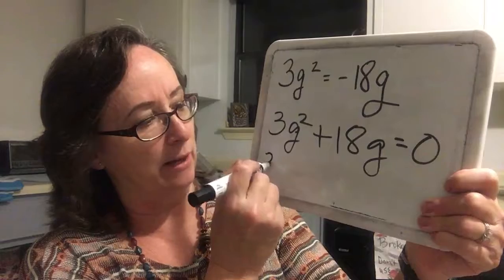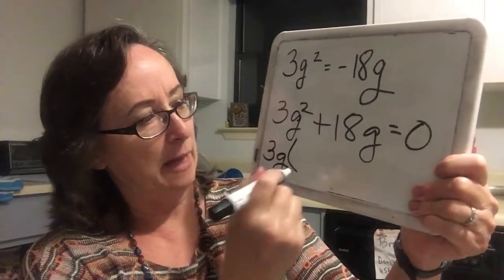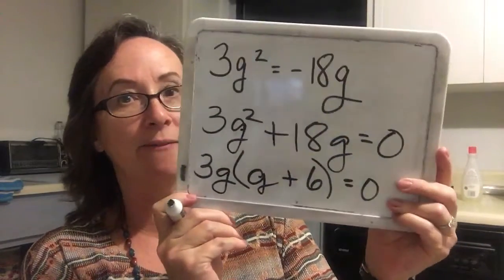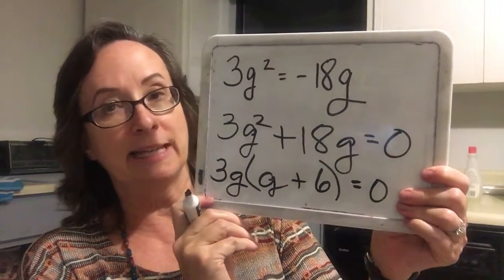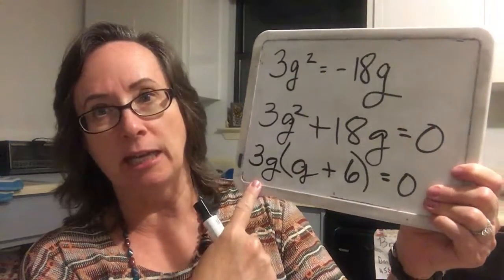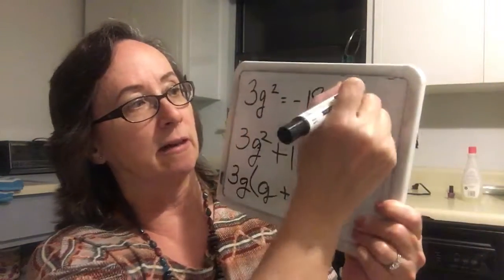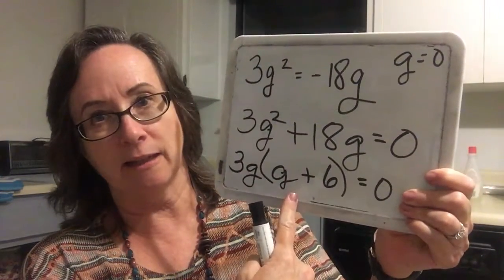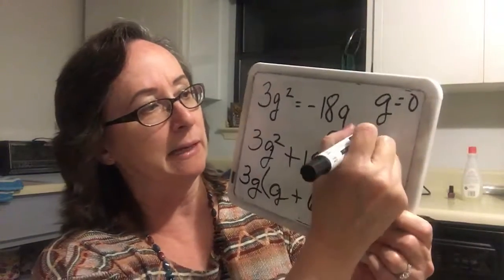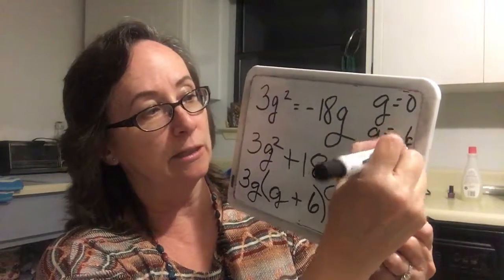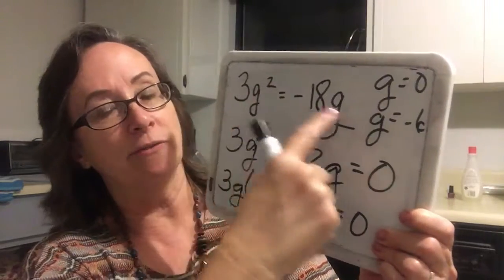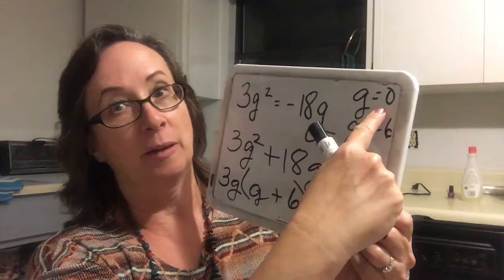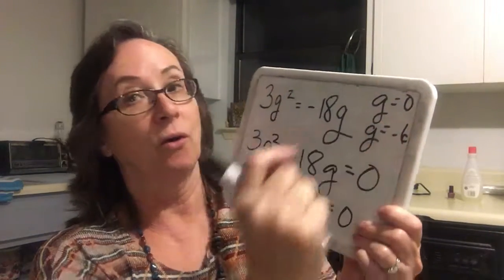Then you can factor out the 3g and be left with a g plus a 6 equals 0. So now you have it factored, and you can set each factor equal to 0. 3g is equal to 0, which means g is 0. Okay, so g is 0 is a solution, and g is also negative 6. When you set this one equal to 0, you get two solutions. Now, can you see, if you had divided both sides by g, you would have lost this solution completely, and you would have gotten the problem wrong.